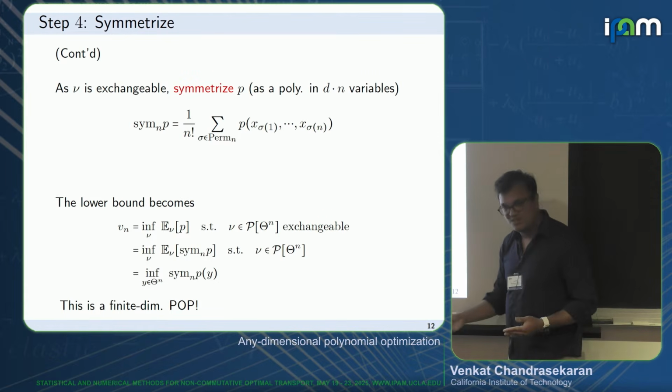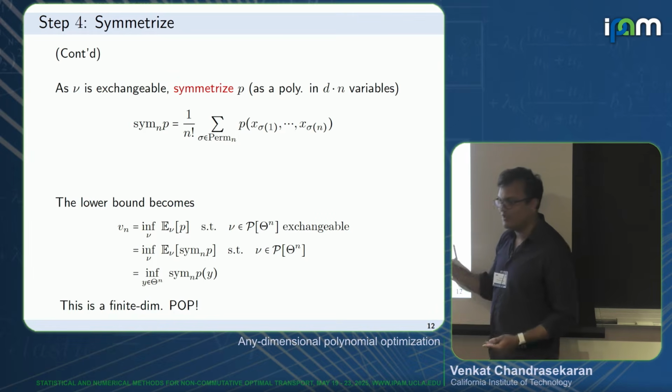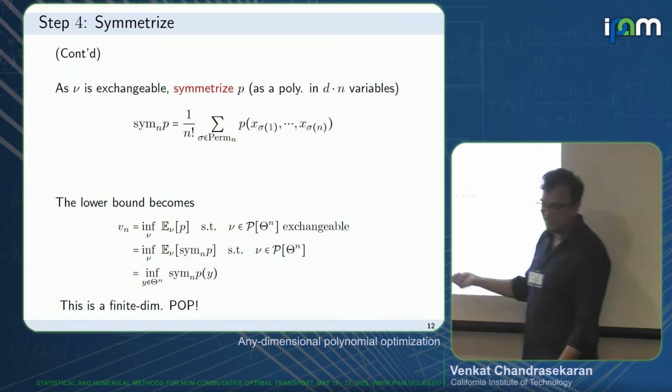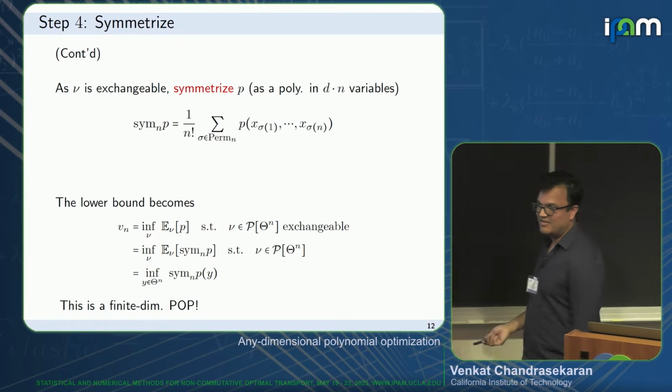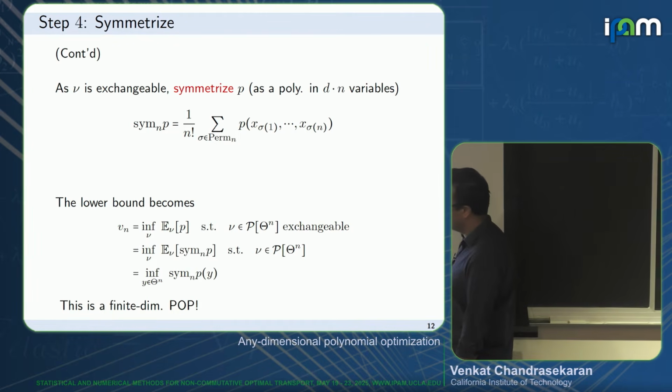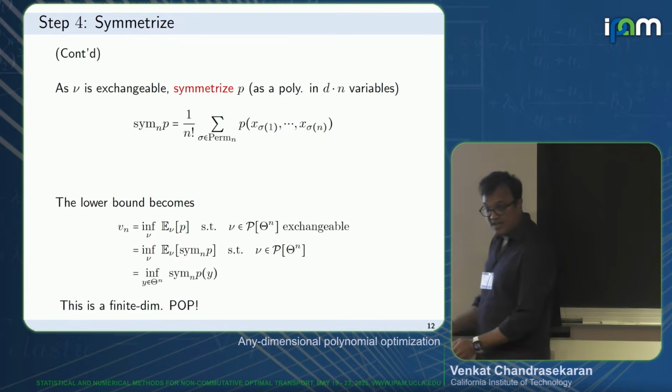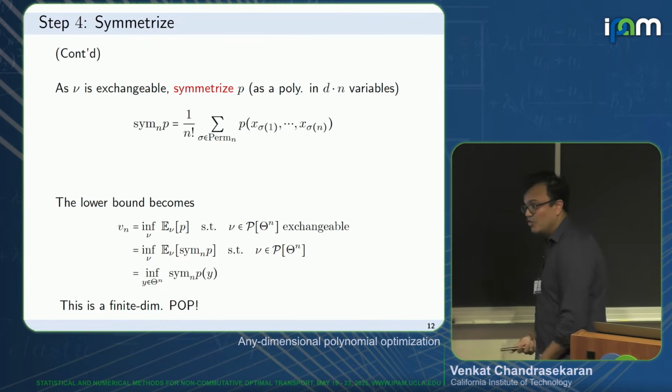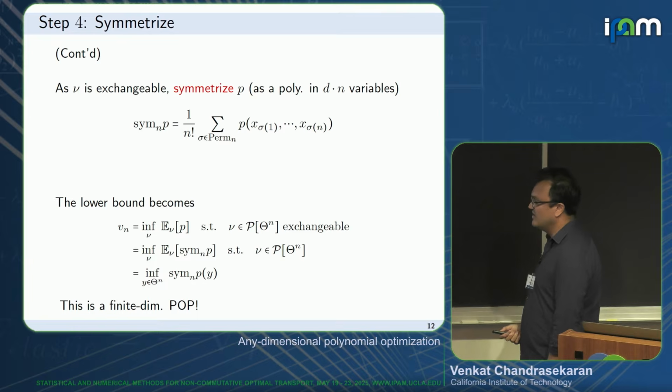We didn't really use that theta was semi-algebraic all the way through, except here, to assert that this is a POP. Right now it matters that theta n is given by polynomial inequalities. So we have a finite-sized POP that lower bounds U infinity.